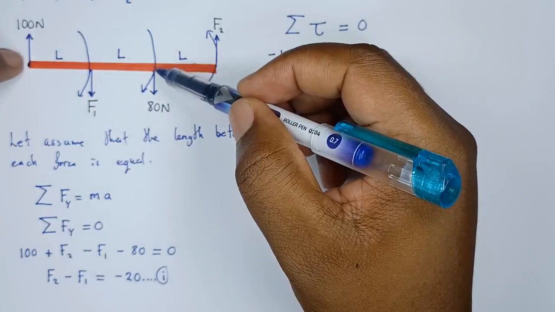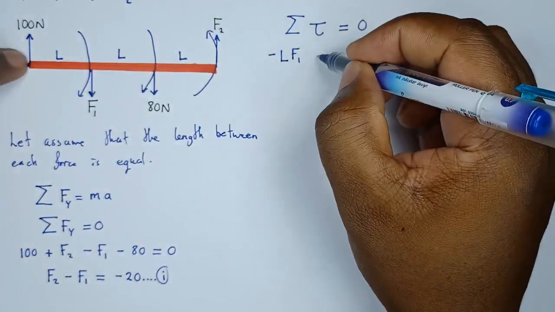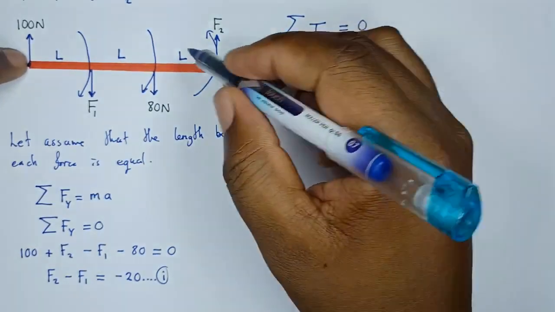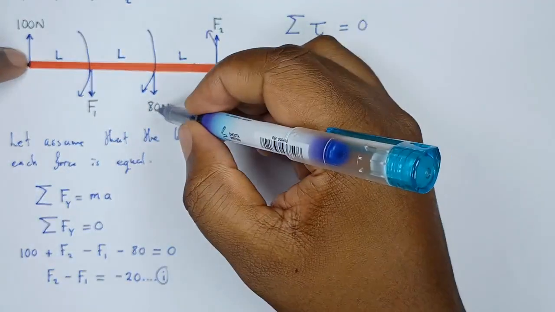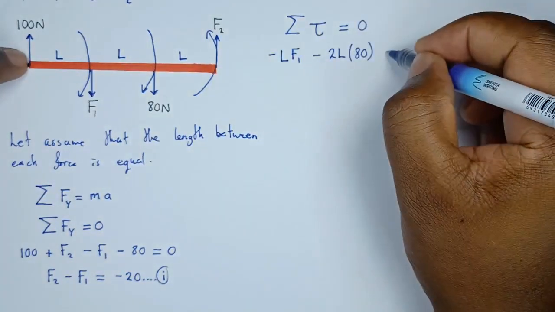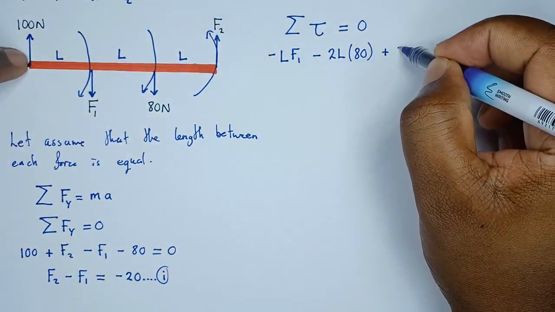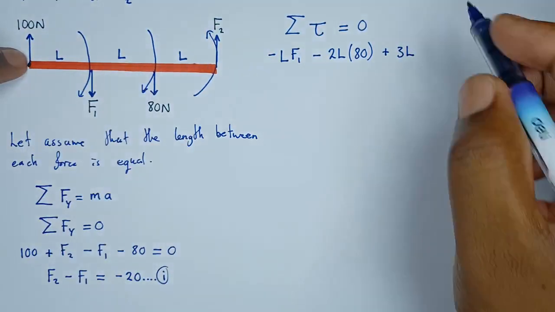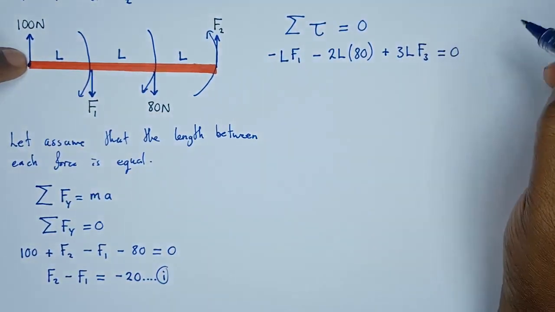We come to this point. What's the distance? We have two L's from the point of rotation, L and L, so the distance is 2L. We are saying negative because it's also clockwise. So the distance is 2L from there to here. Then the force is 80. At this point, it's positive because now it's going in the anti-clockwise direction. So now the distance here is 3L, because we have L, L, L from the point of rotation. The force at that point is F2. Everything is equal to 0.